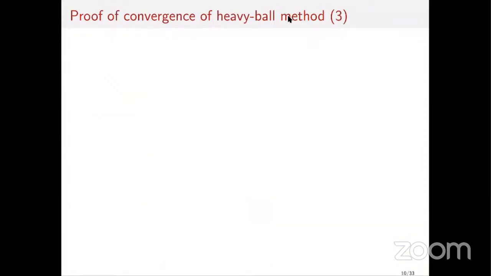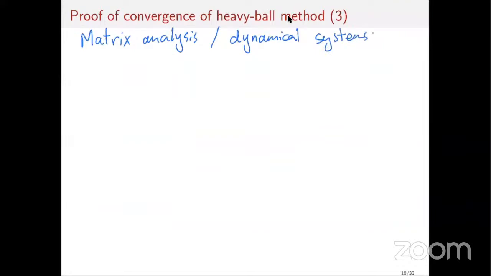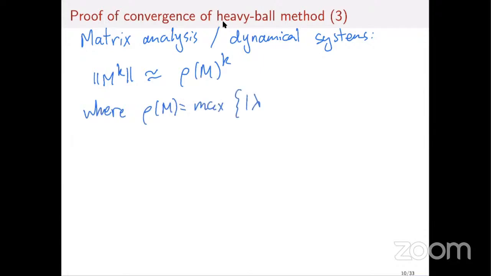So from matrix analysis or dynamical systems, we know that the norm of M to the k is roughly equal, so I'm not going to be very precise here, but it's roughly equal to rho of M to the k, where rho of M is the largest eigenvalue of M in magnitude. So lambda i, eigenvalue.